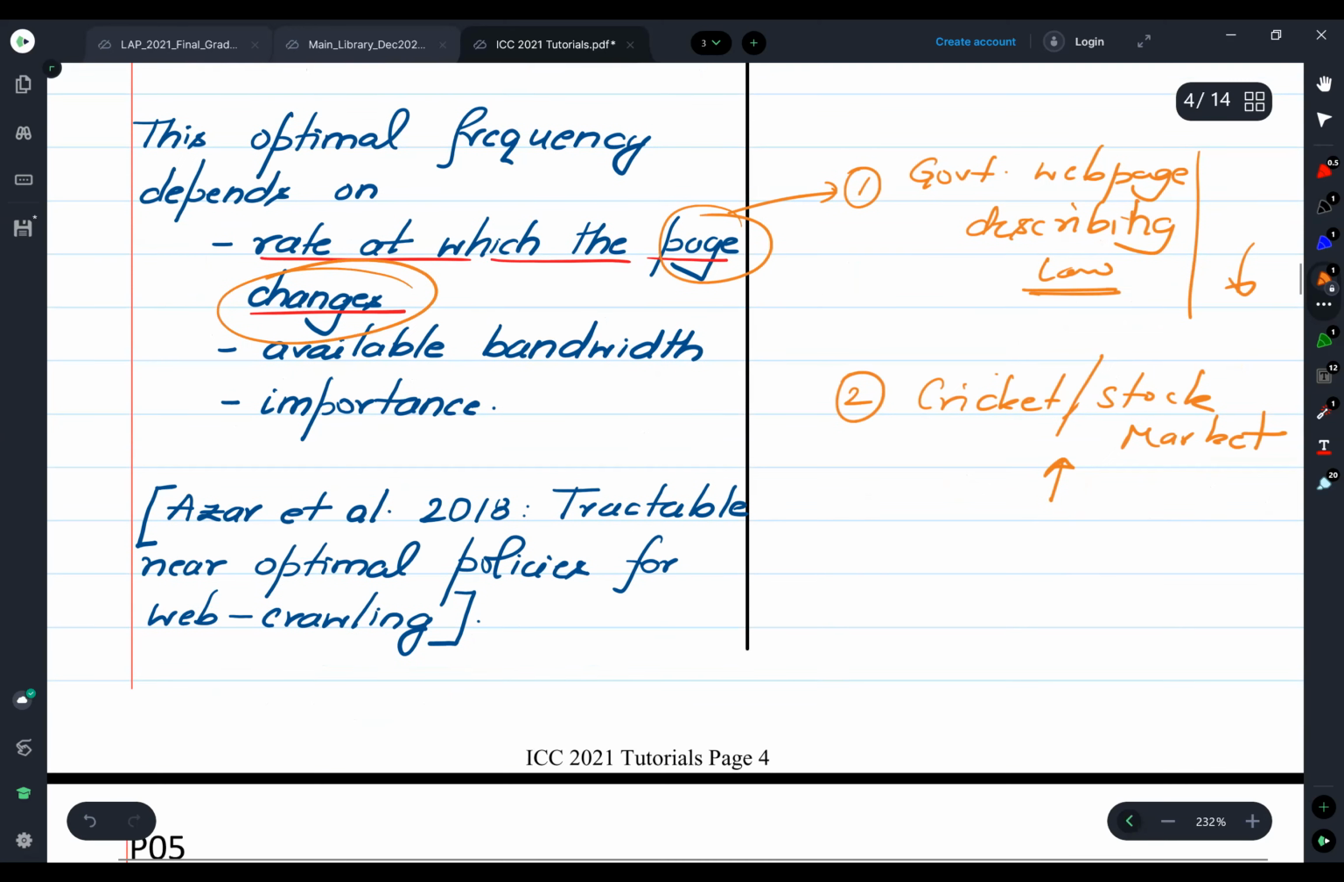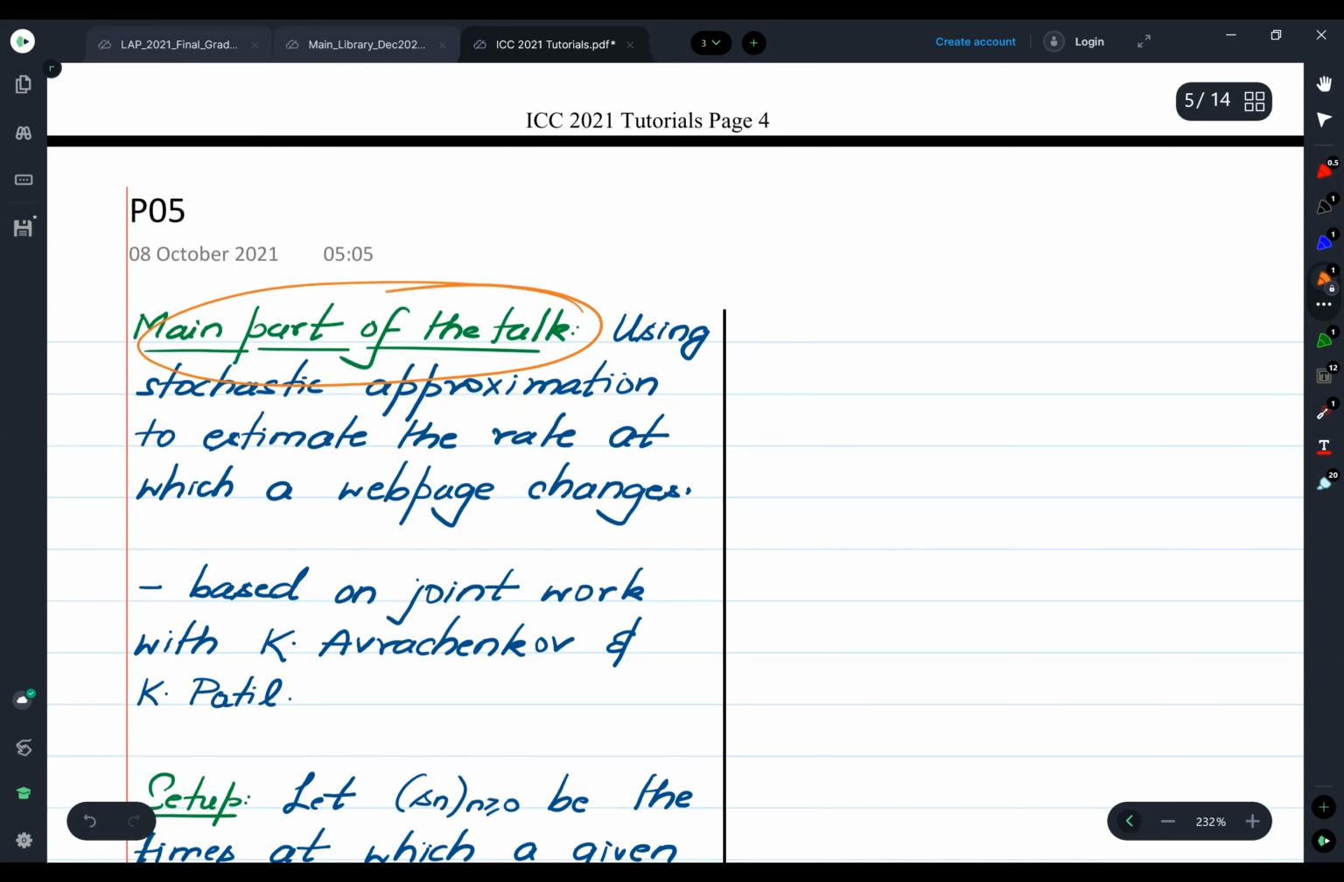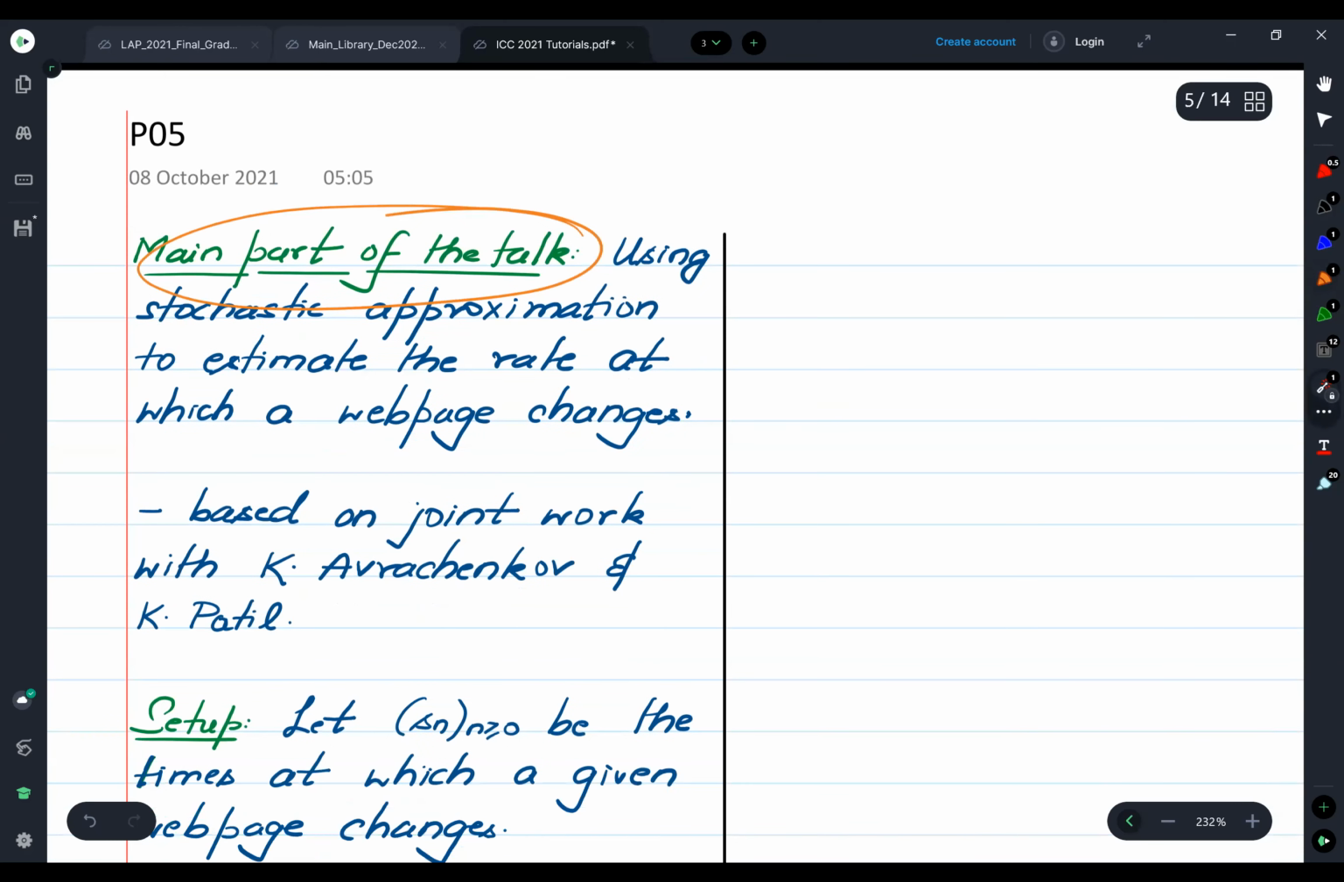The main part of today's talk will be how to use stochastic approximation to estimate the rate at which a page changes. Even if you have not understood what I have discussed so far, it may be a good point to rejoin the discussion. The discussion henceforth will focus on using the idea of stochastic approximation to estimate the rate at which a web page changes.